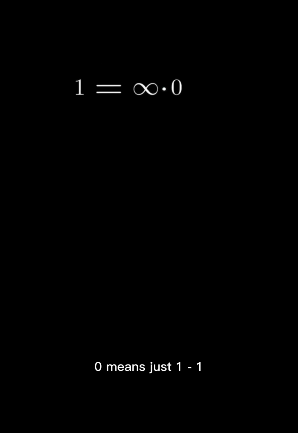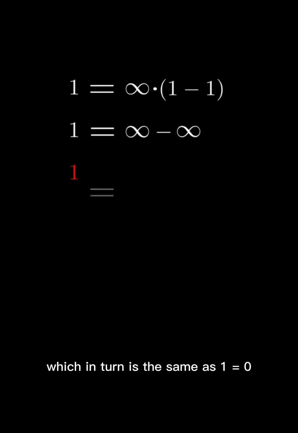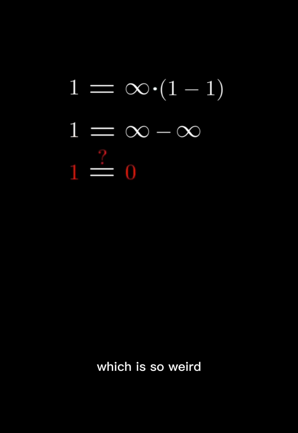What does 1 divided by infinity really mean? Well, let's cross multiply and see what happens. 0 means just 1 minus 1. This is the same as infinity minus infinity, right? Which in turn is the same as 1 equals 0, which is so weird.